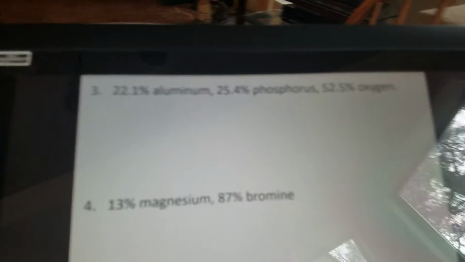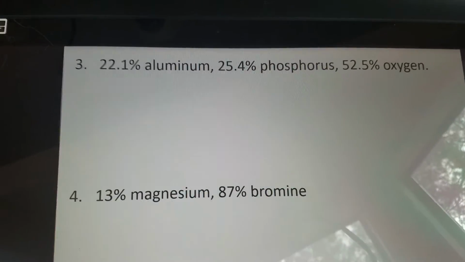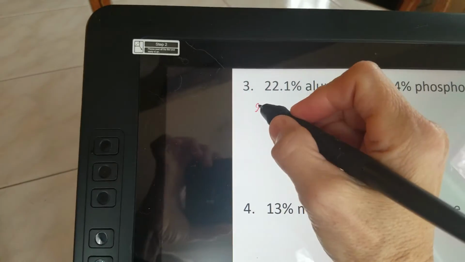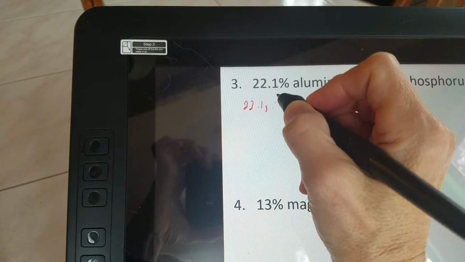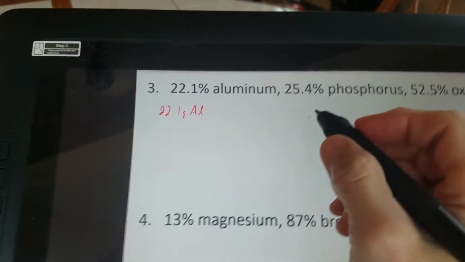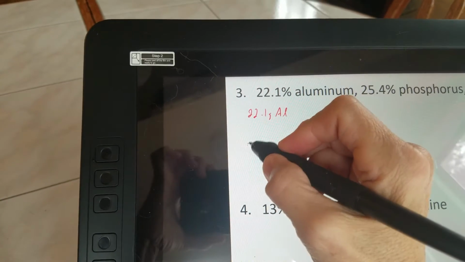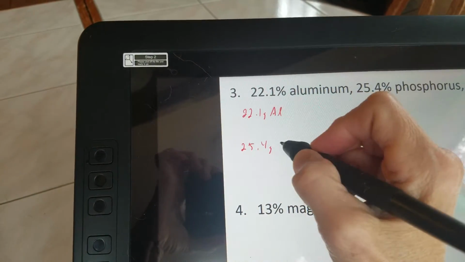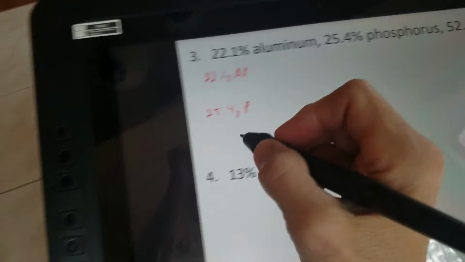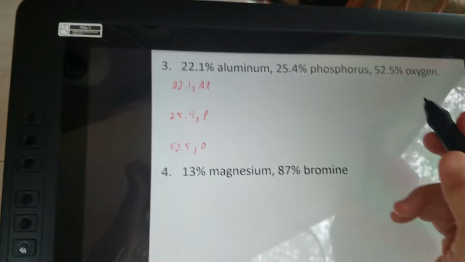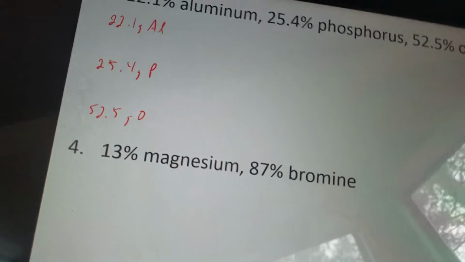This one has 3 elements working in exactly the same way. So we've got 22.1% aluminum, so we're going to express that as 22.1 grams of aluminum. We have 25.4% phosphorus, so that would be our 25.4 grams of phosphorus. And then oxygen, 52.5 grams of oxygen in lieu of the 52.5%.